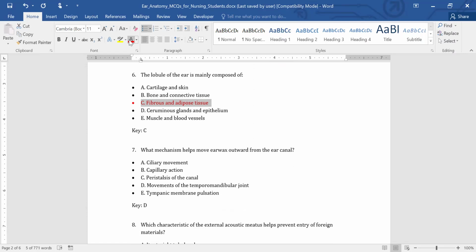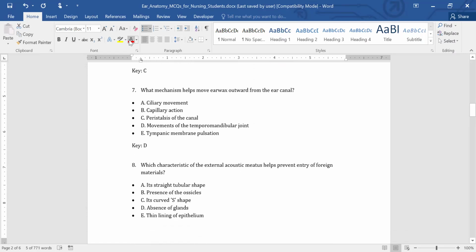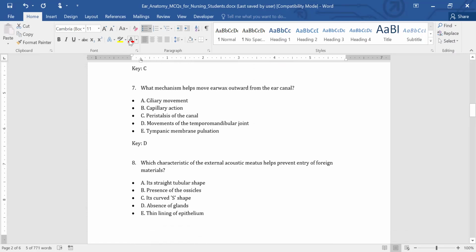What mechanism helps move earwax outward from the ear canal? Ciliary movement, capillary action, peristalsis of the canal, movement of the temporomandibular joint, tympanic membrane pulsations. So it is the movement of the temporomandibular joint which propels the earwax outward along the ear canal.